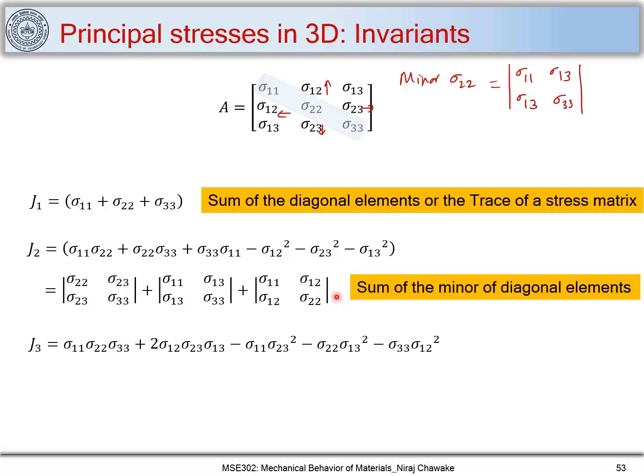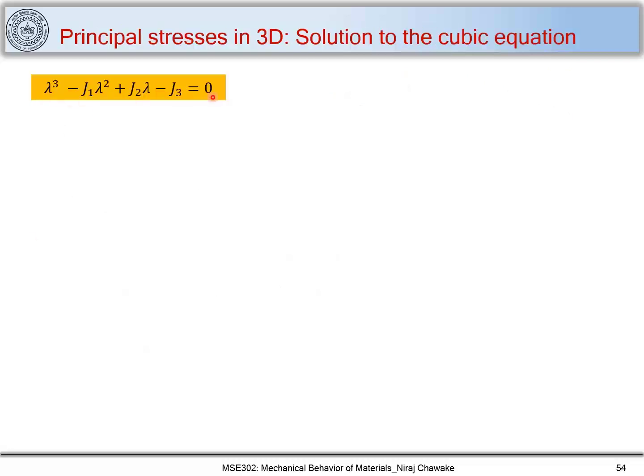Now similarly J3, the third invariant, so this is the term, and you can figure it out. This is nothing but the determinant of A. So J1 is the trace of the stress matrix, J2 is the sum of the minors of diagonal elements, and J3 is the determinant of A. So all these are invariants, three invariants. Now we have seen these invariants. Now let's come back to our cubic equation to find the eigenvalues, lambda 1, lambda 2 and lambda 3. So we have this cubic equation.